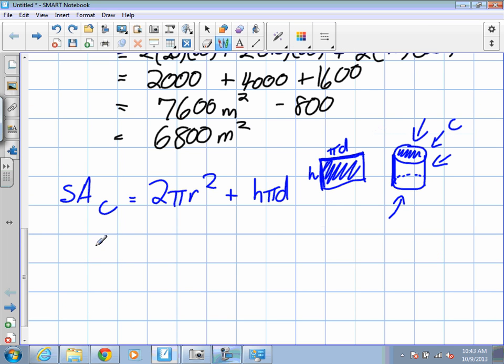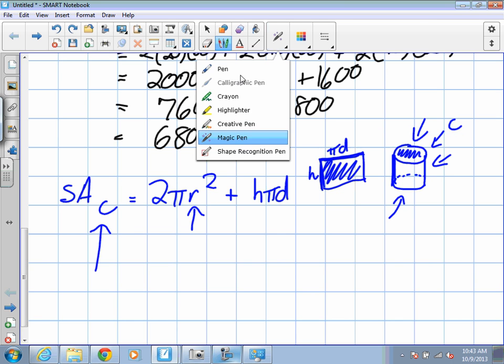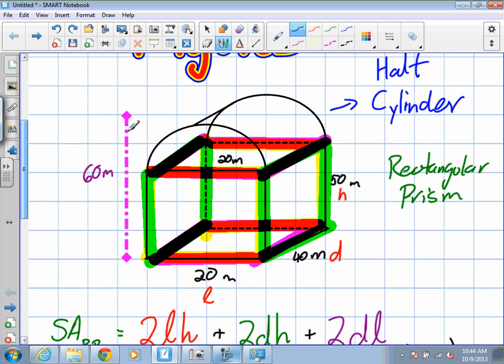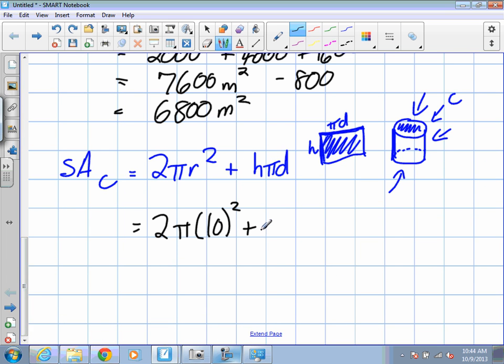So our r in this case, we decided was 10, the radius. So we have 2 pi times 10 squared plus the height. The height is technically a distance across here. The distance across here is 40. So we're going to replace h with 40. Pi is a number. Times d. The diameter was how far? 20. It's double the radius, right?